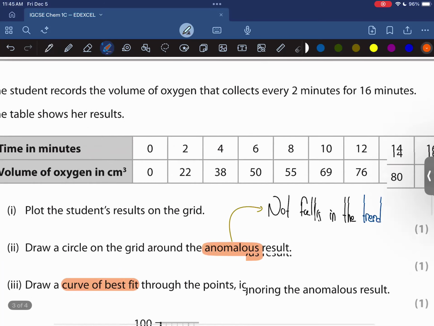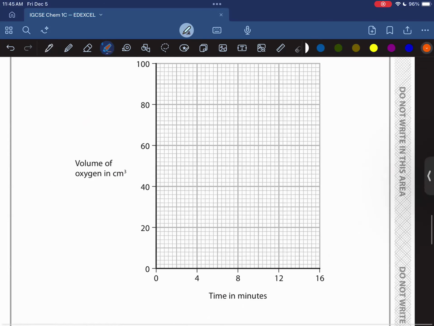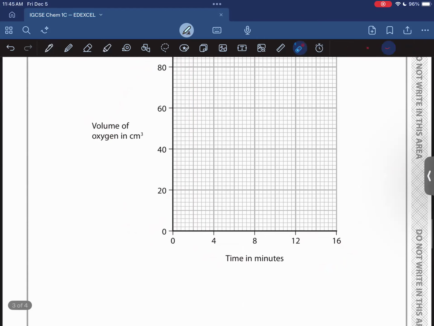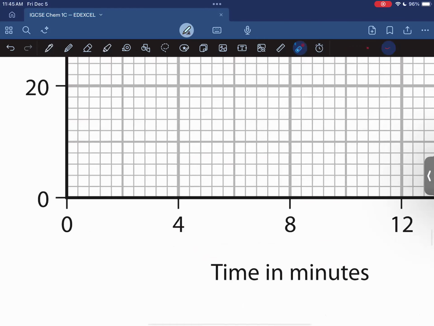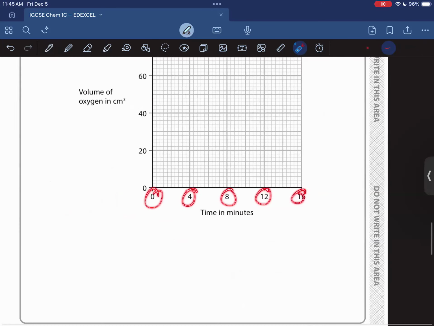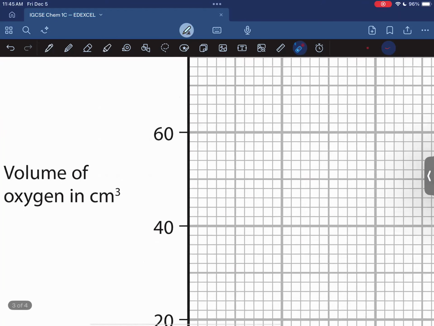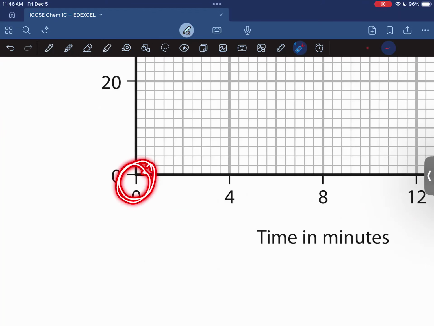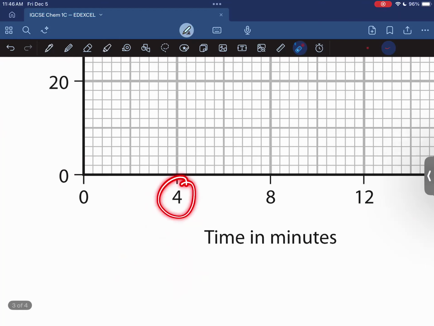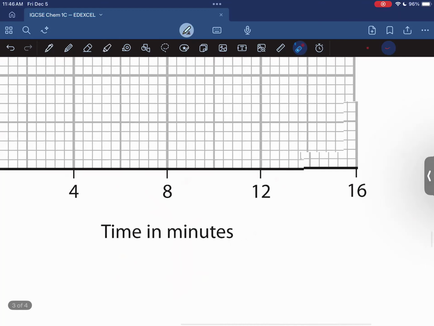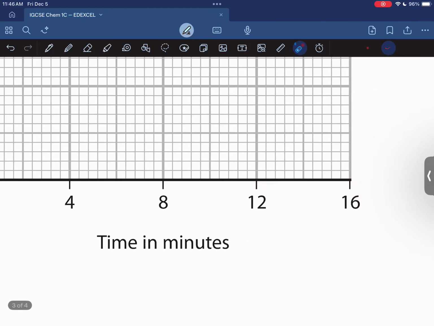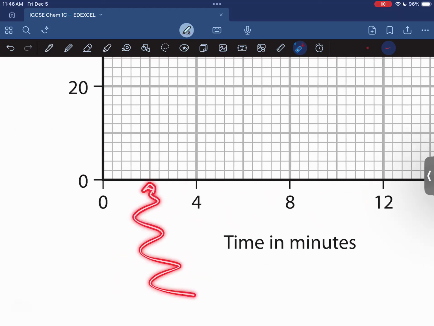They have completed the y-axis and x-axis for us. Now let's figure something out. 0, 4, 8, 12, 16. Let me check something: 2, 4, 6, 8. So this is 0, this is 4 and this is 8, this is 12 and this is 16. Now, what does this represent? Let's figure that out.